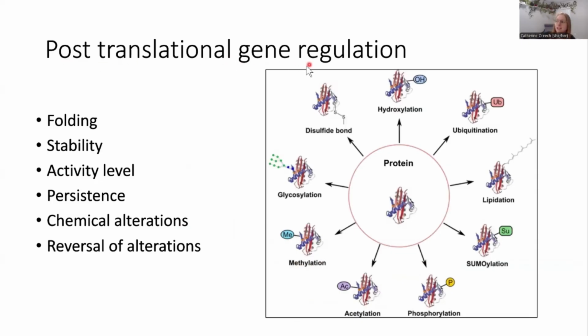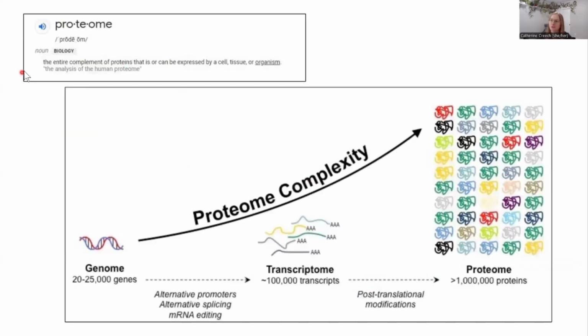In post-translational gene regulation, the way that we fold and how stable the protein is affects its longevity and its function. We also can decrease the active level using chemical alterations or physical alterations like folding it differently. And then how long your protein is in existence affects what it's going to be doing. And we can also change our alterations after we add them. So one protein can have many different manifestations. And that brings us to a new word in vocab, the proteome.